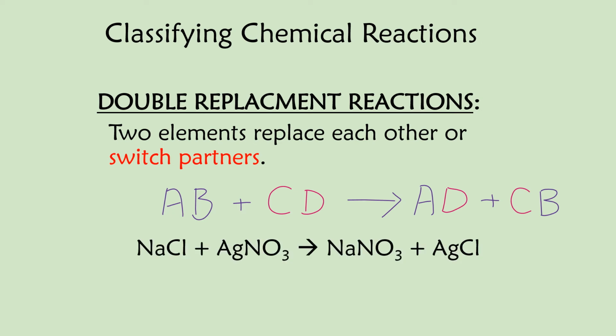And here's a chemistry example. We have sodium chloride and silver nitrate. So sodium and silver in both compounds are replacing each other, and they are making a compound with the other partner.